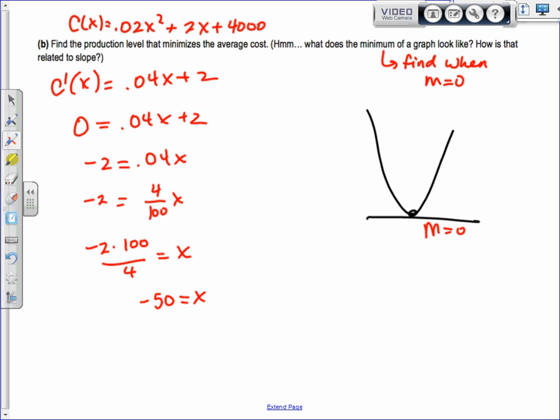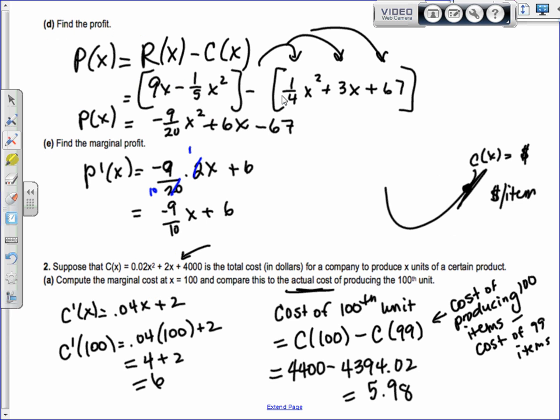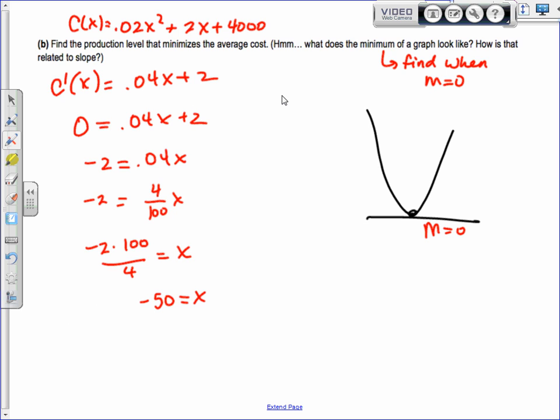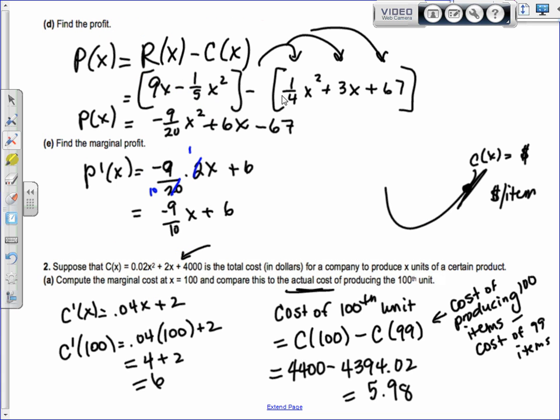Is that right? Why is it negative? What did I do wrong here? I have a bad problem, don't I? I changed this problem this year. I must have messed it up. I'm guessing I should have had this be a negative originally, but it's a plus.